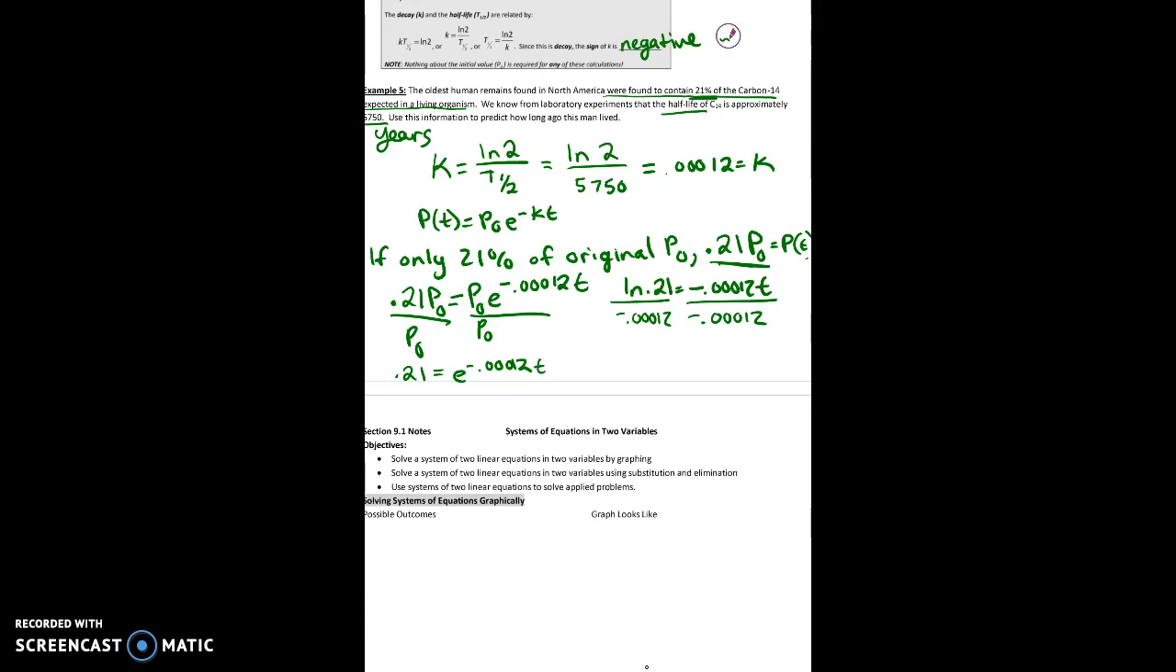And when I do that, I get 13,005.3979. So what does that mean? That means the remains are approximately, so instead of writing the word, I'm just going to do the sign, 13,005 years old. That's pretty old. This is real, by the way. So, using carbon dating, they found out that's how old they are.